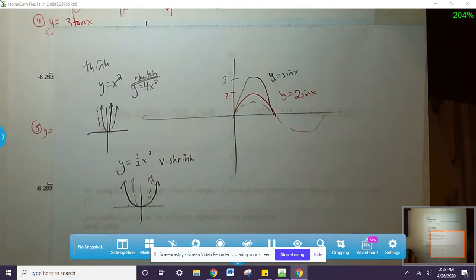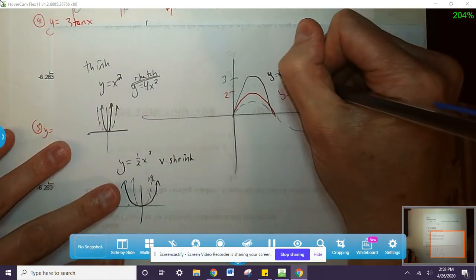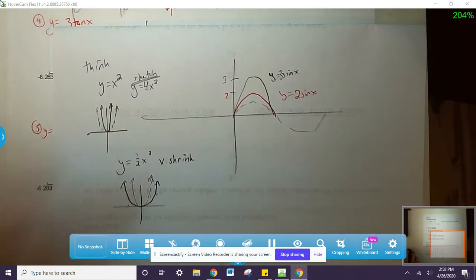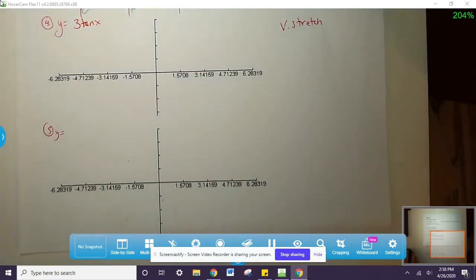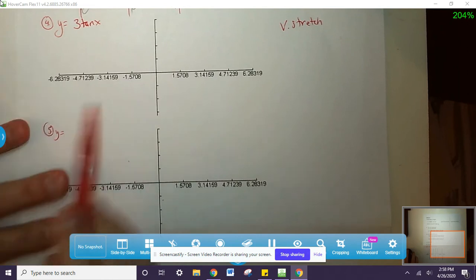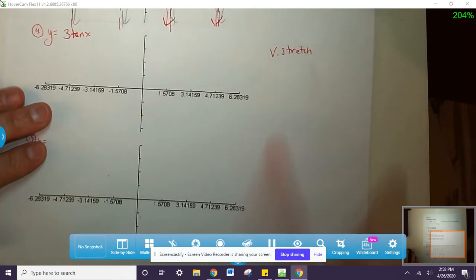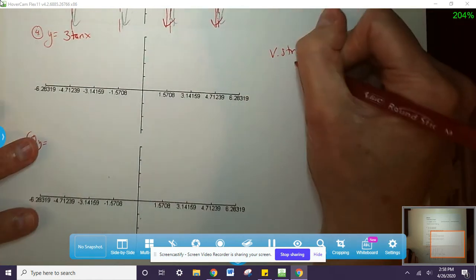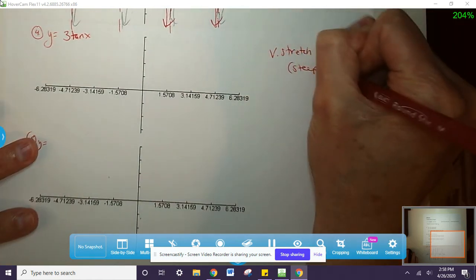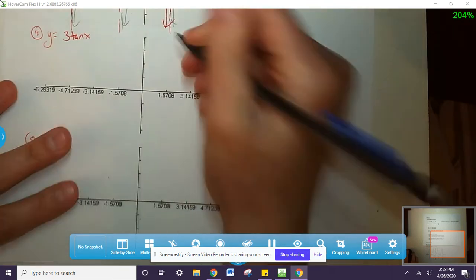I forgot to write the 3 here. There we go. Where it's pretty easy to show the difference between 2 sine x and 3 sine x, let's say. Okay, so for 3 tan x, here's what we're going to do. We are going to take the tangent graph and stretch it. So when we stretch it with a vertical stretch, it's going to become steeper. So if you want to draw on the original, feel free.